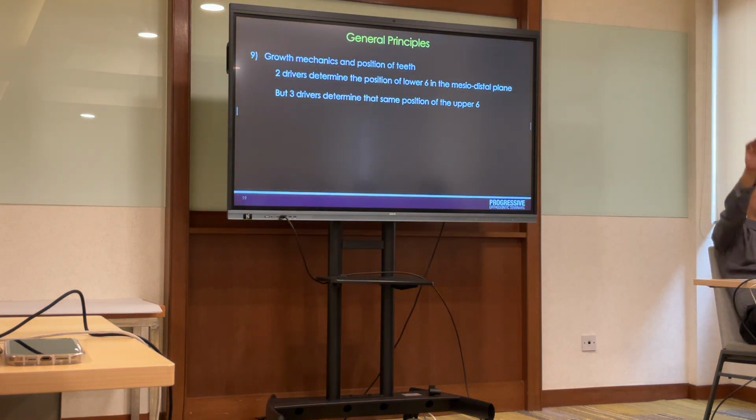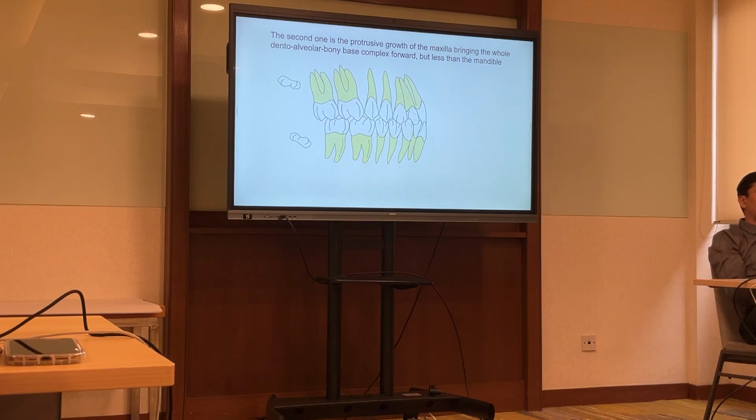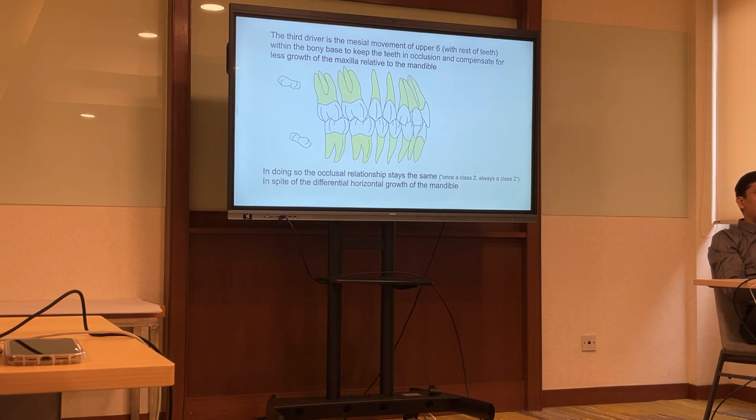Three drivers determine the position of upper 6. Number one is the E space. When the upper E sheds, the upper 6 comes forward. Number two, when the maxilla goes forward, the maxillary molar also goes forward with it. Number three, as the mandible goes forward, it takes the maxillary teeth along with it because of the occlusion. Do you understand this? So three drivers are involved in upper 6, two drivers are involved in lower 6.